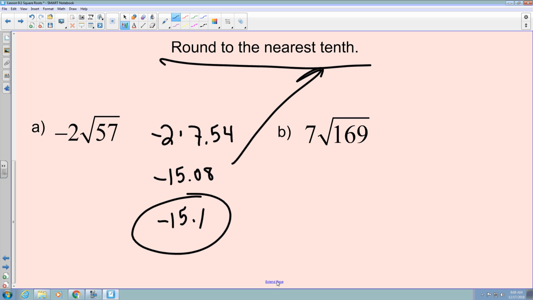So I go over here, I got 7 on the outside. I got the square root of 169. That's 13. There's no need to round, so 13 times 7 is 91.